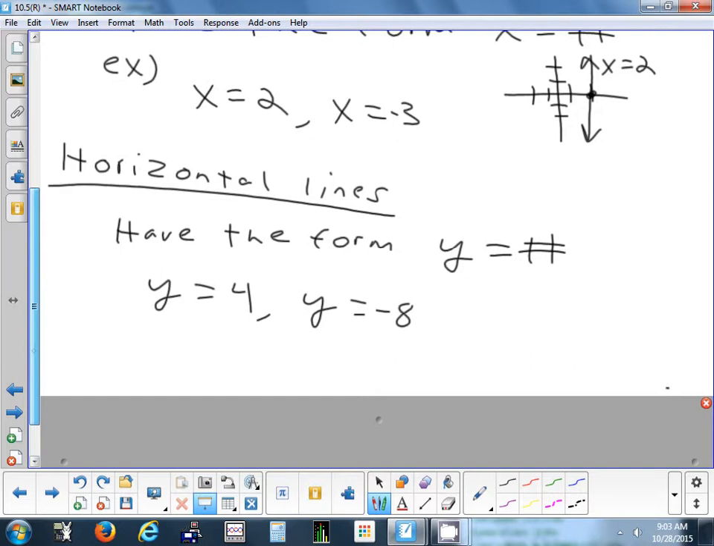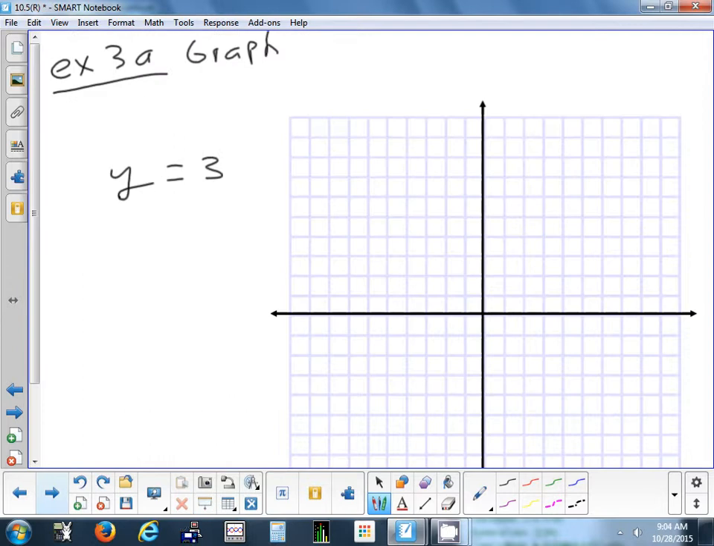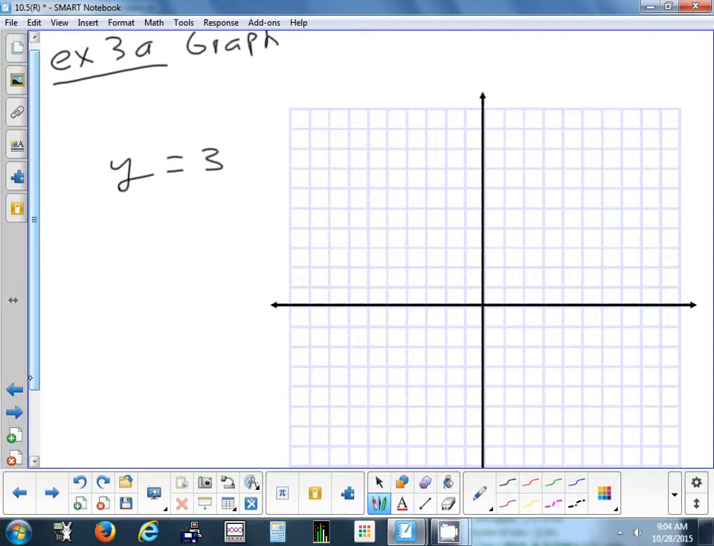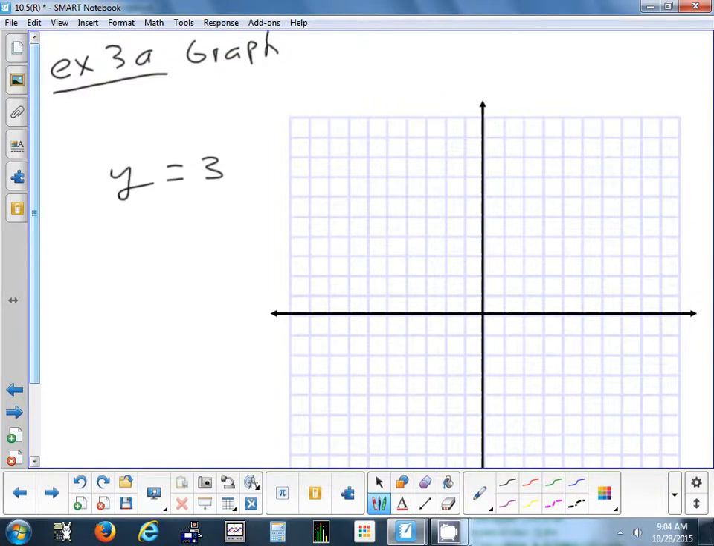Any questions on the 2 special cases? All you're doing is, whatever it says, x equals, find that number on that axis. Find 2 on the x-axis and draw your line opposite of the axis. Don't draw it right on that axis, you're not going to be able to see it. What about this one? Y equals 3. Horizontal line or vertical line?